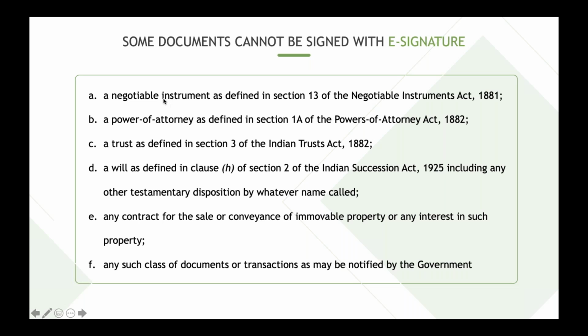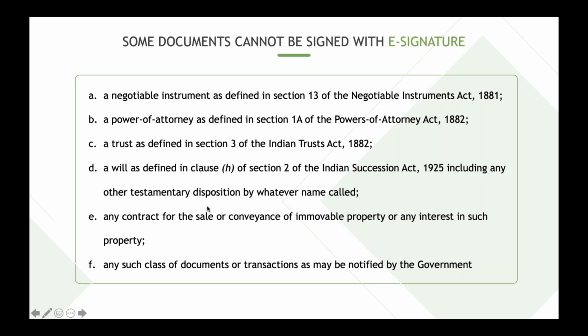A negotiable instrument, let's say like a check, maybe a power of attorney, a trust, a will, and any contract for sale or conveyance of immovable property. And any such cases of documents or transactions as may be notified by the government. So we can see just these four documents you right now cannot sign using electronic signatures.